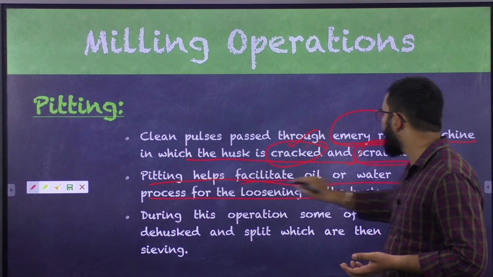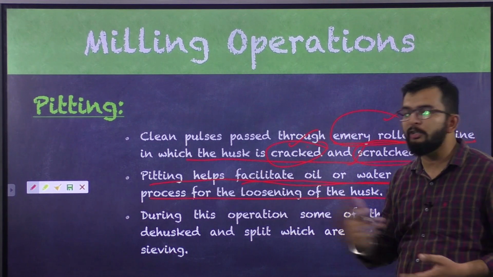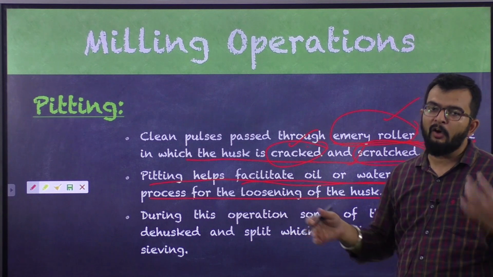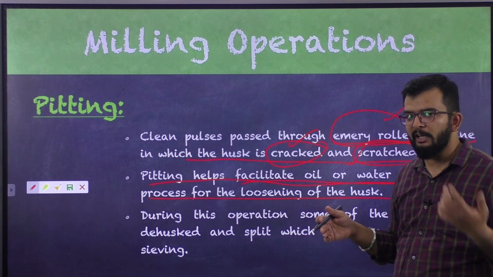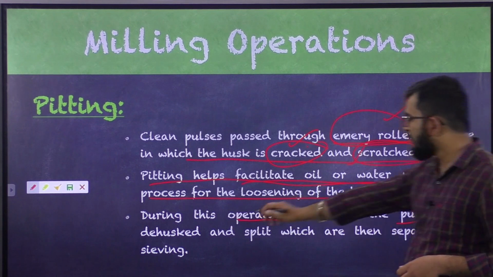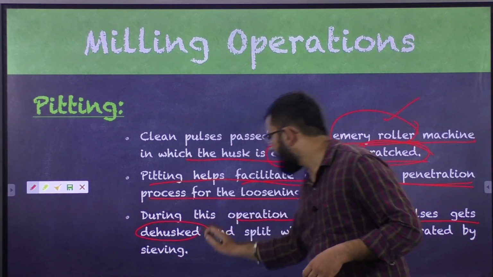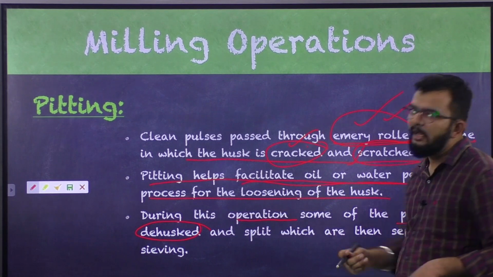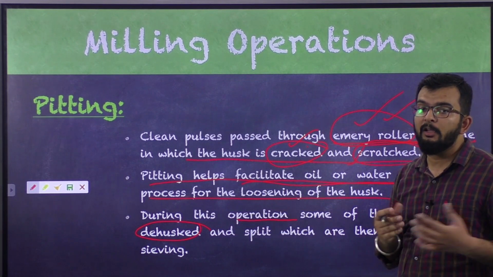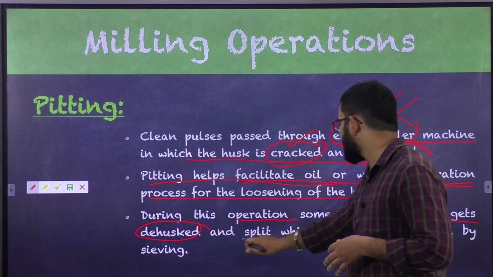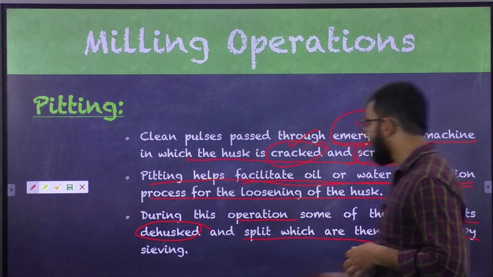We are facilitating oil and water penetration to the cotyledons. That is, the oil and water can penetrate through the hull to the cotyledon. During this operation, some of the pulses get dehusked. That is, when we are passing them through the emery roller, some pulses which are very loosely attached may get dehusked and split, which are then separated by sieving.